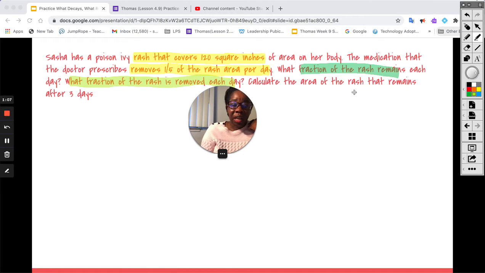And then the third thing that we need to do, all these packed questions, man, is to calculate the area that remains after 3 days. So we've got a lot going on here. What we've established so far is that our initial value is 120 square inches. We know that the fraction that is removed on a daily basis is 1/5. And in order to find the fraction that remains, we're going to subtract that from 1. And then we'll have the equation because we'll have the initial value and the growth factor, and we can calculate how much remains after 3 days. So let's get into it.